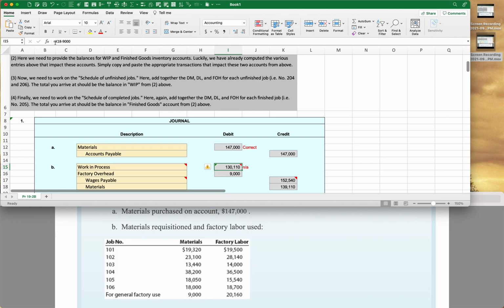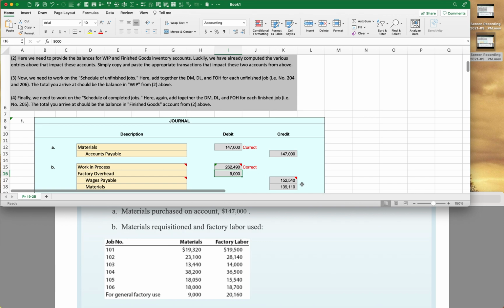So I already have a formula there. I'm going to go ahead and just seal that off with parentheses. And then I'd like to bring in the total for wages payable minus the 20,160. And that theoretically should be everything except factory overhead components. All right, so that is correct.